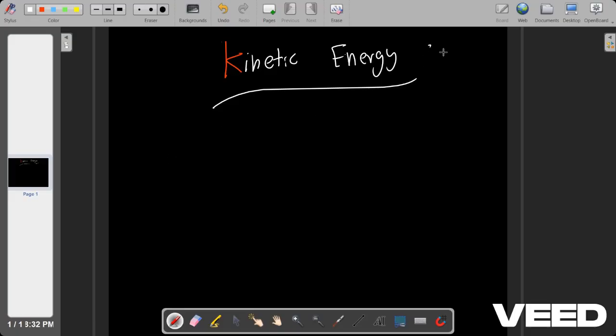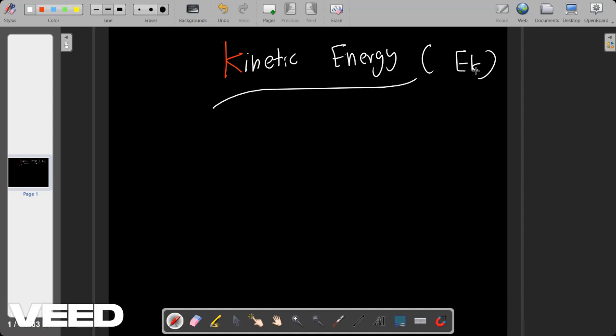So kinetic energy usually is written as EK. Sometimes it is also written as KE. This is how it is written.